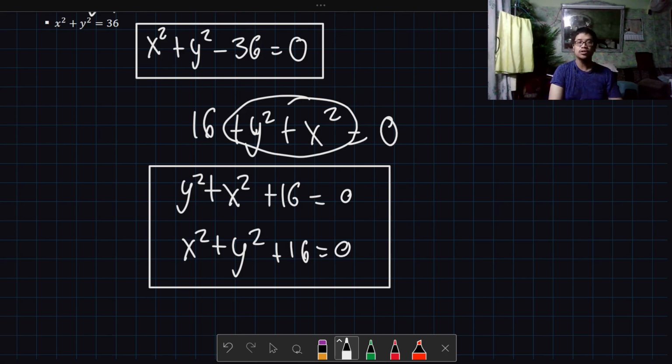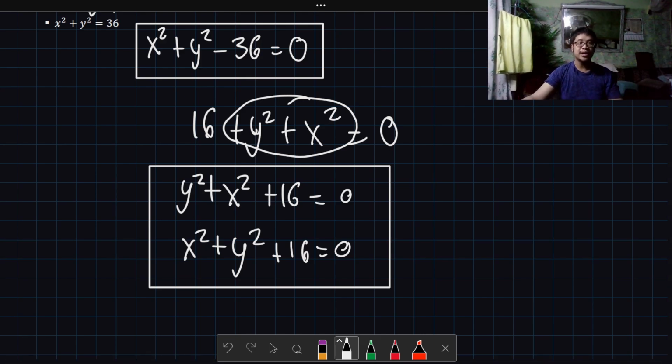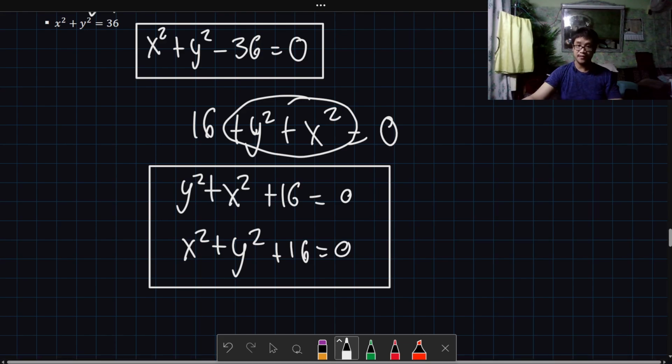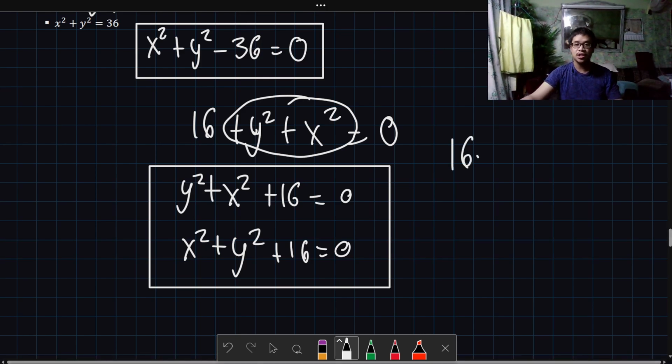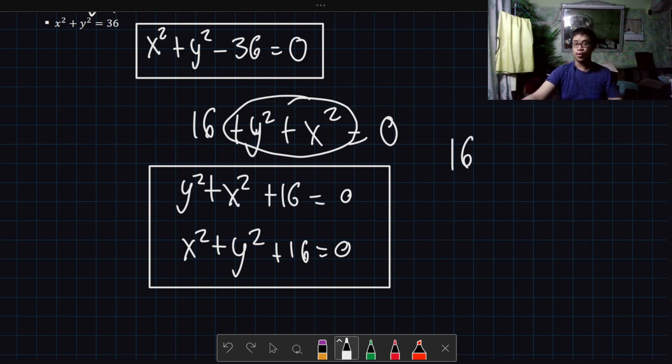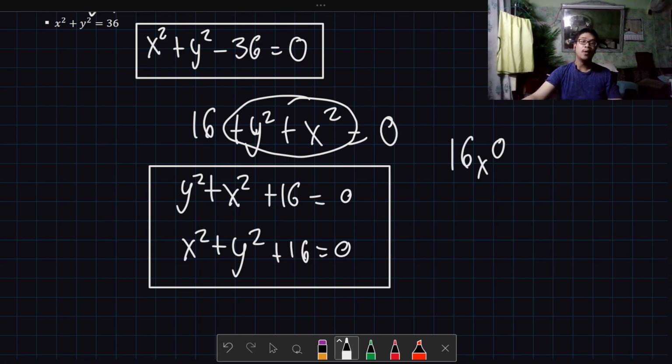why is it that the exponent of the constant term is 0? Now, assume that every term has a variable. So that means the constant term should have a variable. Just like what I said, assume that all terms have a variable. So imagine that 16 has a variable, whether it could be 16x or 16y. Now, here's the thing. Why is it that the constant has a 0 exponent? For example, 16x raised to 0. Why is it that it's always 0?